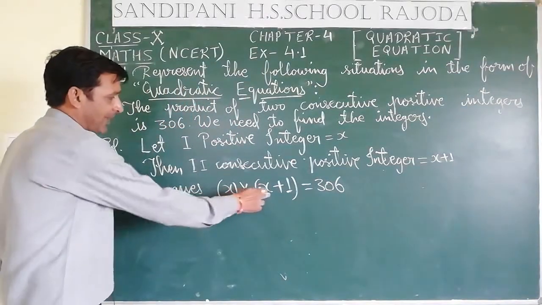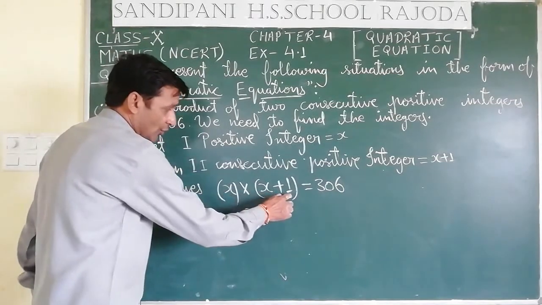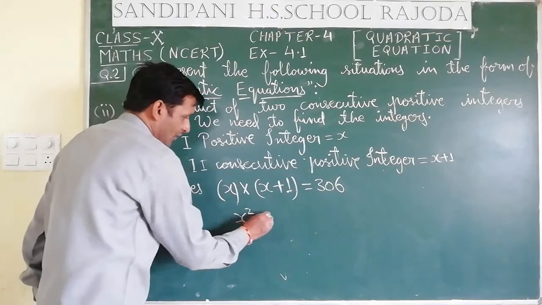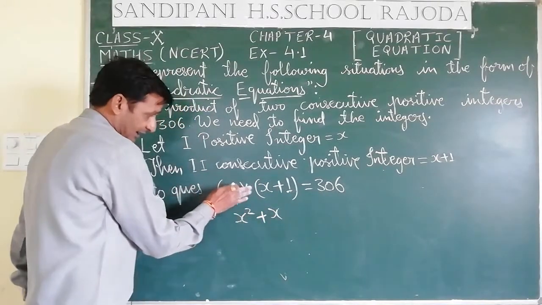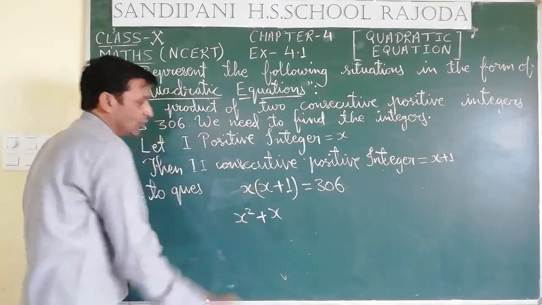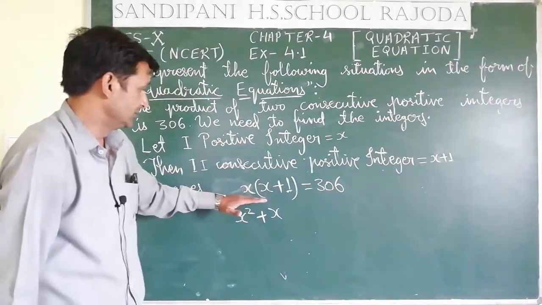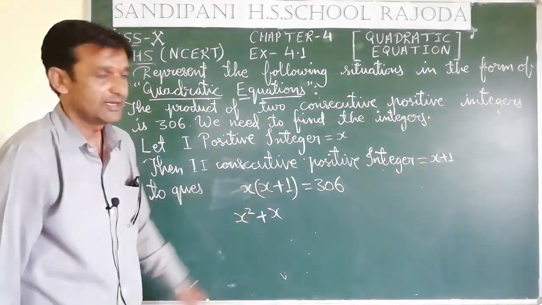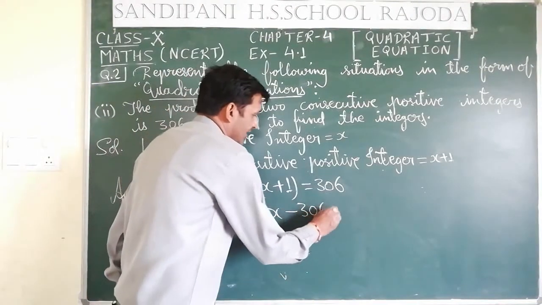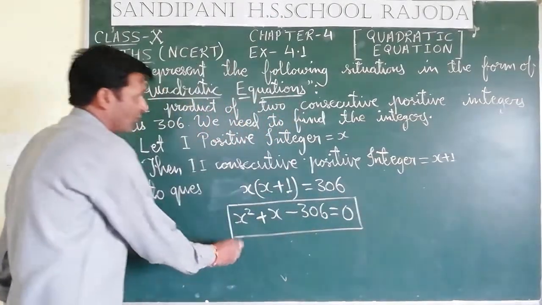So if we multiply these terms, x into x, that is x square, this x should be multiplied by this 1 also, because it is mentioned in bracket. So x square plus x, and if you want to write it in this manner also, then it is correct. No need to write any symbol. For multiplication it is well understood that no sign is needed. So x square plus x minus 306 is equal to 0. This is only the representation in the quadratic equation form.